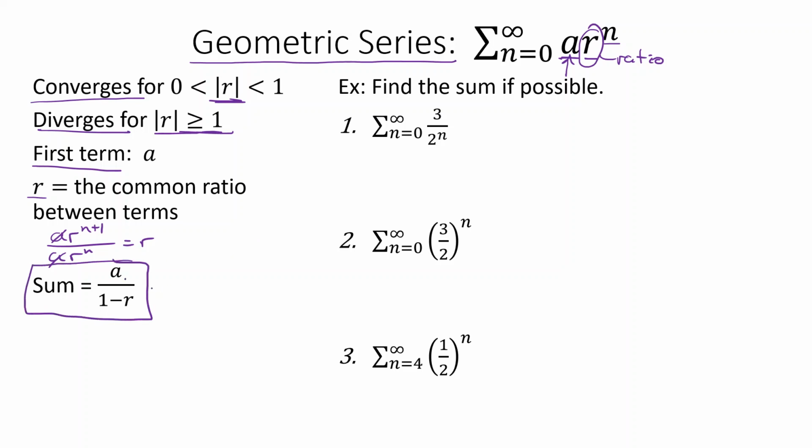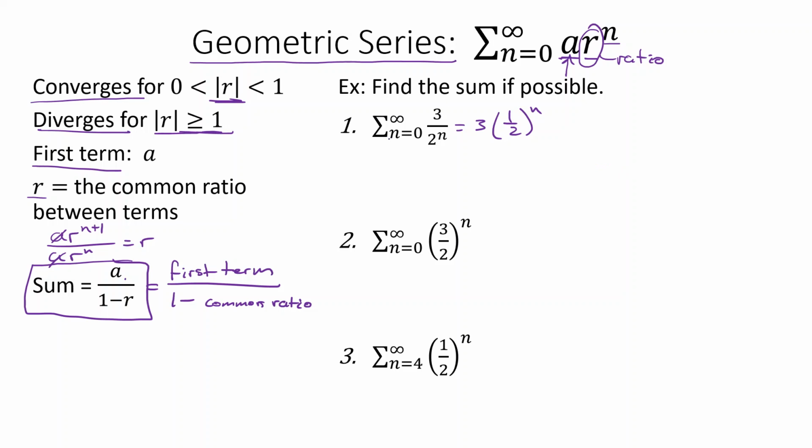So if we wanted to know the sum for this, it is a over 1 minus r. Or think about it this way: the first term over 1 minus that common ratio. That will give us the sum of that series. It's kind of neat. All right, so if we've got this guy here, we could say this is 3 times 1/2 to the n, like that.